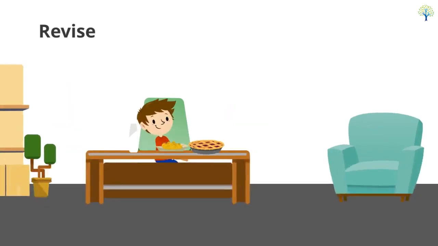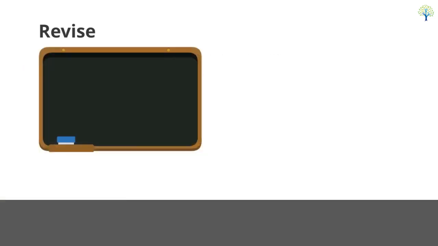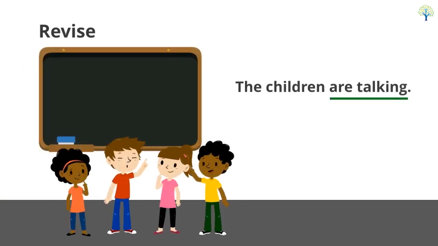To form a positive sentence, begin with a noun or pronoun. Use is, am, or are with the verb ending with ing. For example, I am eating breakfast, or the children are talking.